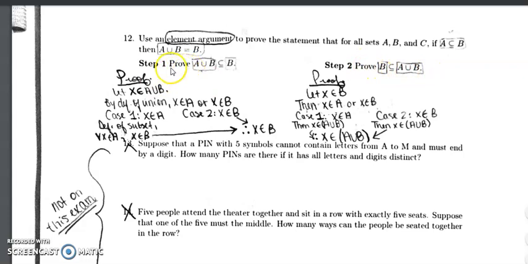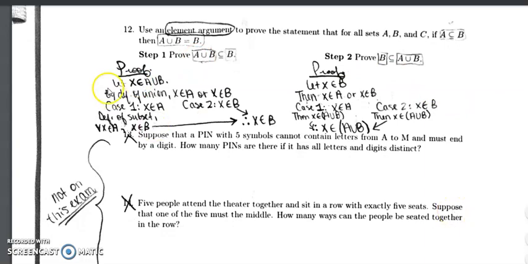So in step 1, how do we prove a set is a subset of the other? By the definition, we need to prove every element of A union B is also an element of B. So let X be an element of A union B. By the definition of A union B, it means X is either in A or X is in B. So there are two cases: case 1, X is in A; case 2, X is in B.